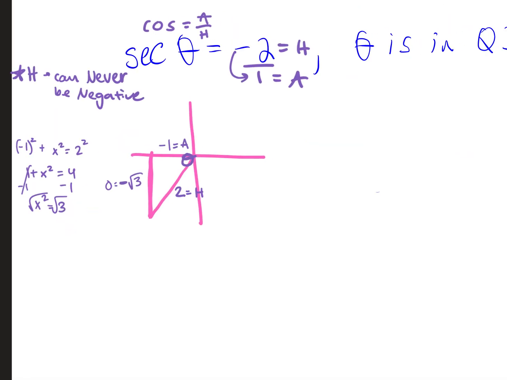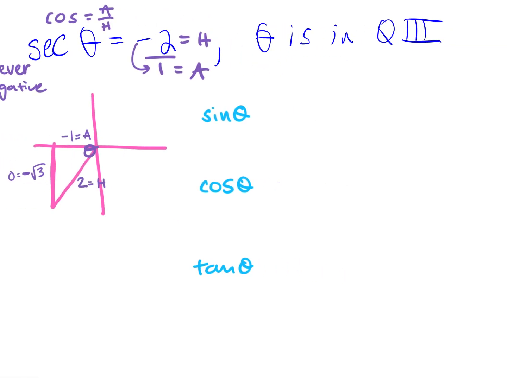So once we have everything on our triangle labeled, let's find our 6 trig functions. Sine, cosine, tangent, and their reciprocals. Cosecant, secant, and cotangent. Any questions so far?